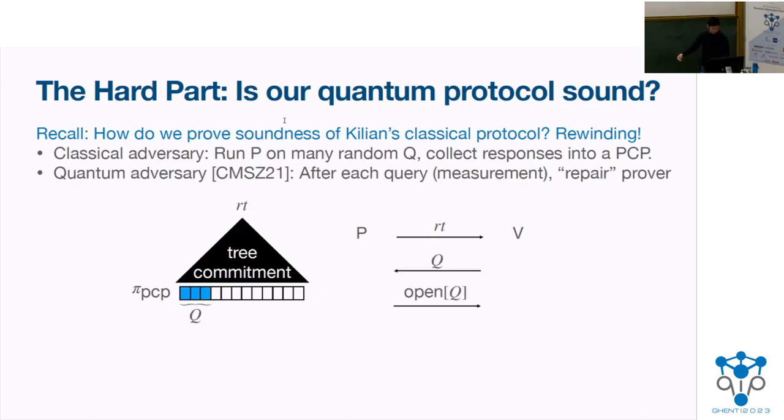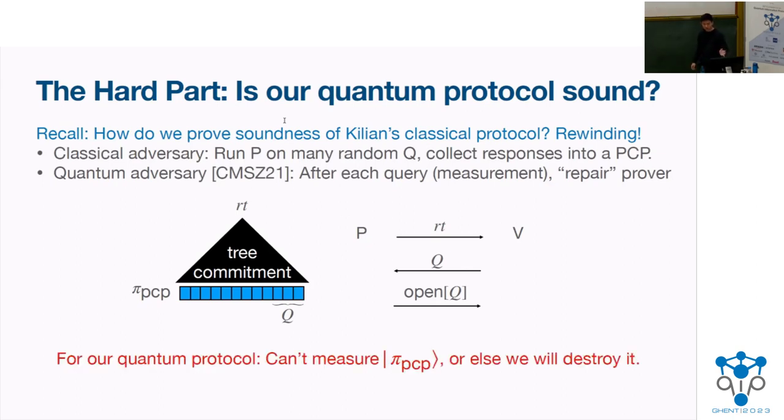Okay, so how does that procedure work? We're going to query the prover on some position Q. We're going to get some response. Then we're going to rewind and repair the prover, we get the message, and we're going to measure that response. We're going to record it in our memory. Then we're going to rewind and repair and do the exact same thing for another position Q. Rewind and repair, do it again, until we've extracted an entire PCP. But the problem is that for our quantum protocol, the underlying thing on the bottom, this PCP, might be a quantum state. So we can't just measure it and record it, or else we're going to destroy it.